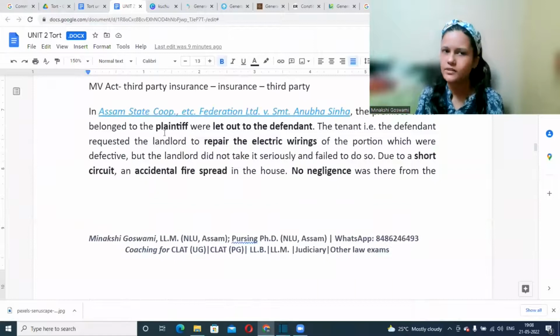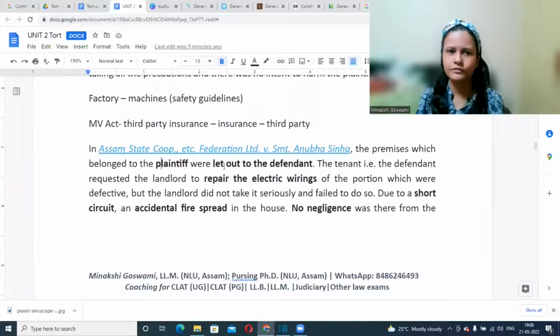Okay, then we have this one case, Assam State Corporation Federation Limited versus Anubha Sinha. In this case, there were premises that belonged to the plaintiff and it was let out to the defendant. The defendant was using that premises as a tenant. Now, in a lot of rent agreements, they say you cannot do any repairs; you need to ask the owner, who will get it done. Might be the same situation here also. The tenant was not authorized.